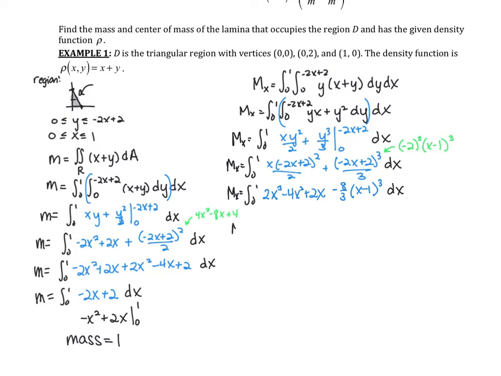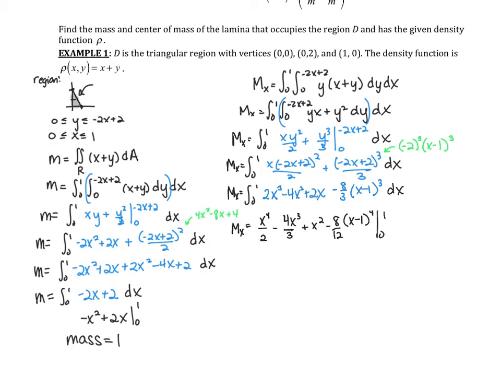And now I'm going to anti-differentiate this. So we get x to the fourth over 4 but times 2, so over 2, minus 4x cubed over 3 plus x squared. Now, the antiderivative of x minus 1 to the third is going to be x minus 1 to the fourth over 4, but I'm multiplying by 8 thirds, so I'm going to put this as minus 8 twelfths, x minus 1 to the fourth, evaluated from 0 to 1.